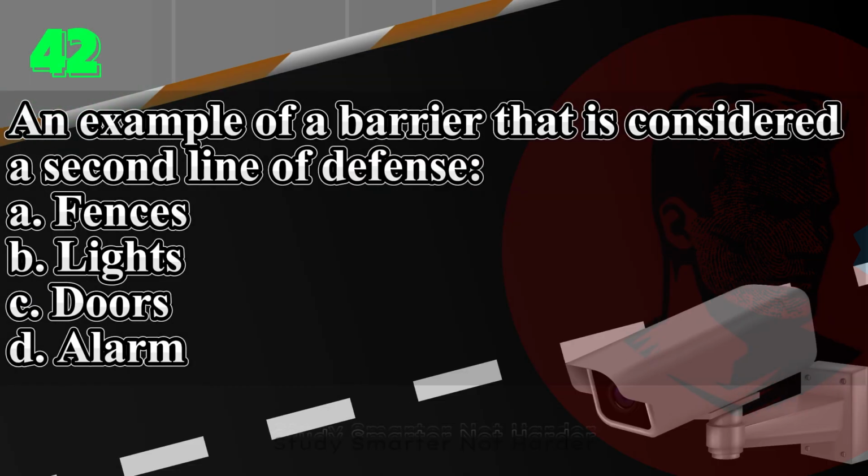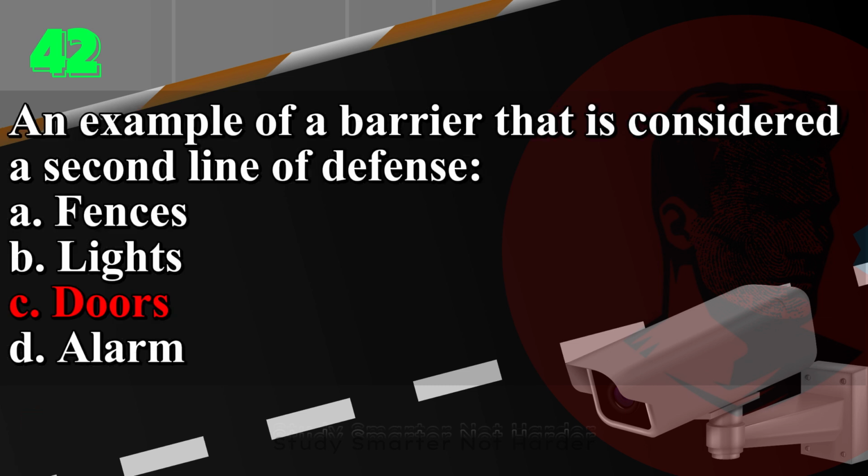42. An example of a barrier that is considered a second line of defense. A. Fences, B. Lights, C. Doors, D. Alarm. Answer: C. Doors.